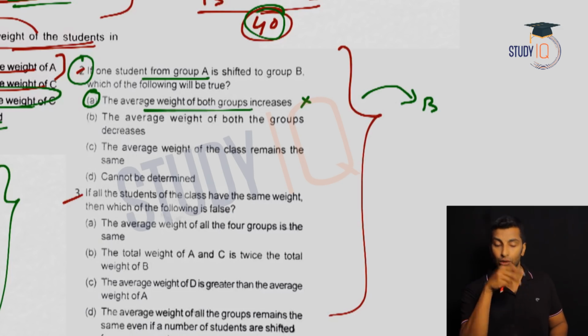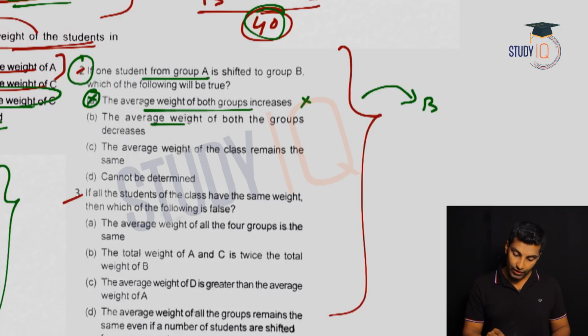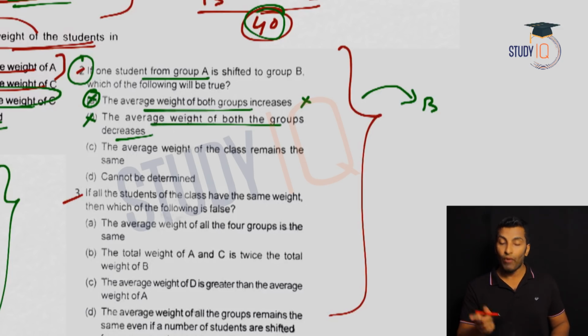And the same will happen with A also. So this is not possible. In the same way, the average weight of both groups decreasing is also not possible. Why? Because B is having an average of, let's suppose, 15.